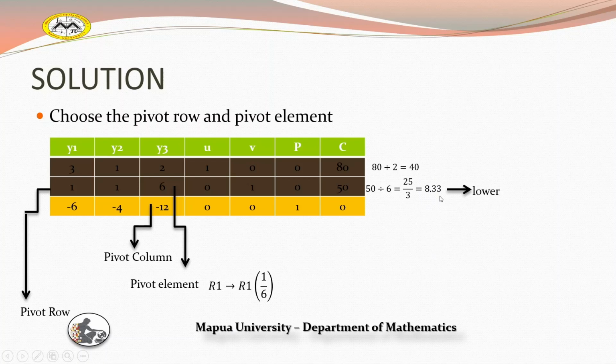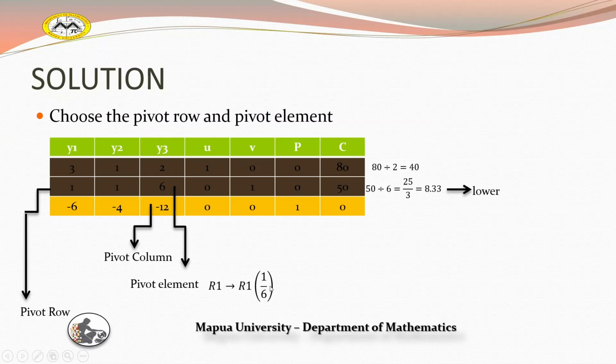As you can see here, I expressed it in decimal form in order to compare which is the lower value, because we will consider the lower quotient for our pivot element. So since the quotient of 8.33 has a divisor of 6, 6 will be our pivot element. The pivot element is always equal to 1 because this is the coefficient of the variable y3. So in order to make it 1, we apply an elementary row operation: all we have to do is multiply by 1/6, which is the reciprocal of the 6 here.